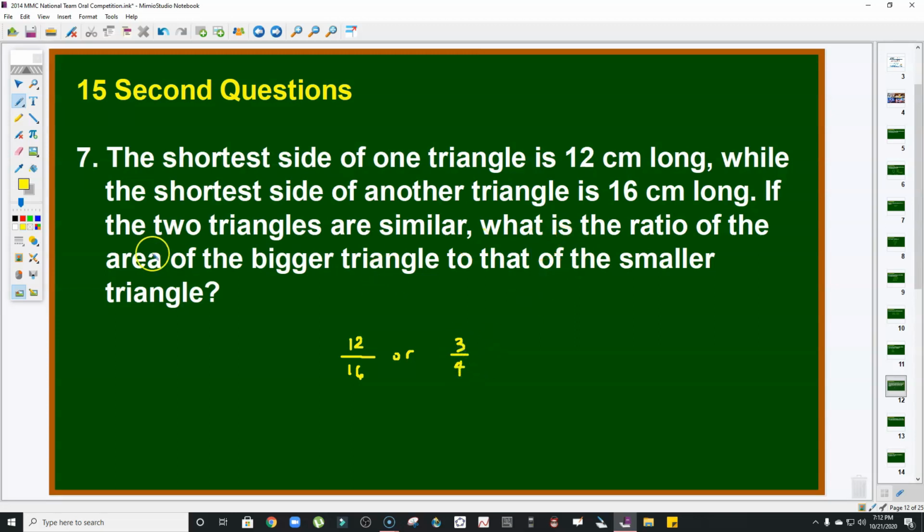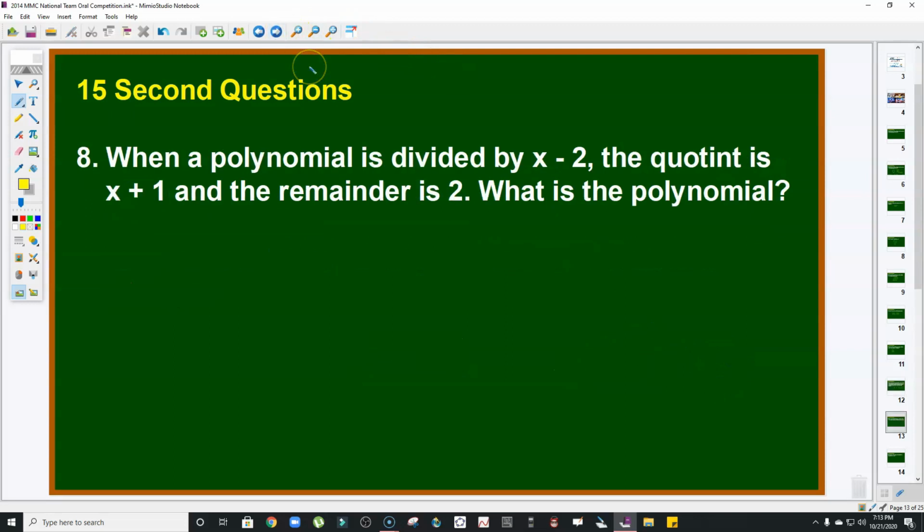But since we are after the ratio of the area of the bigger triangle to the smaller one, take note that the relation of side to area is square. So to get the answer here, we simply square the side of the largest triangle over the side of the smallest triangle. That is 4 squared over 3 squared, so that is 16:9.